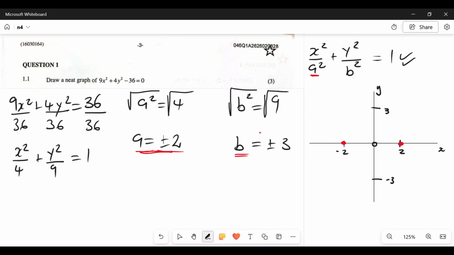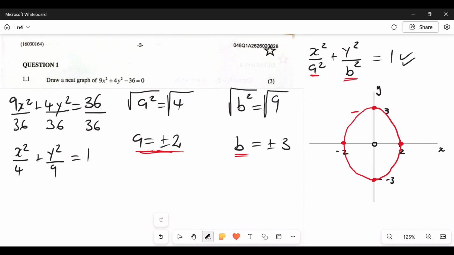Now let's look at b. b is the intercept of the y-axis. So as you can see, b is dividing y there. And in b, we have plus or minus 3. So we're going to have a point at positive 3 on the y-axis and another point at negative 3 on the y-axis. Then from there, we connect the dots. So here is our ellipse.